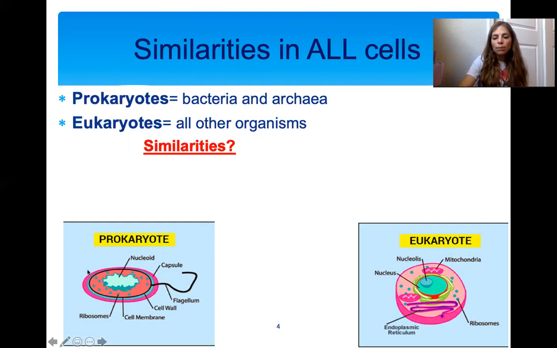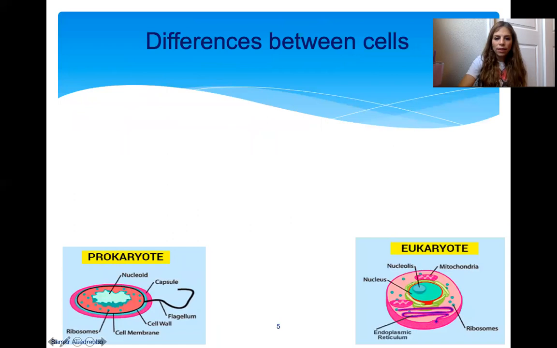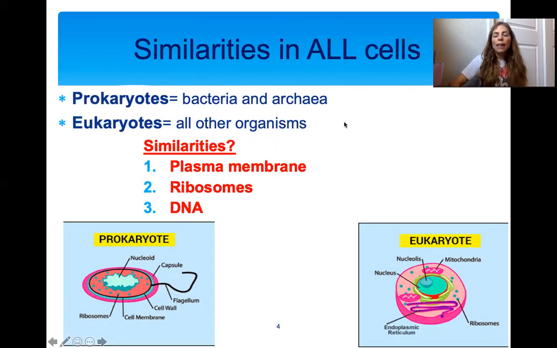The similarities between all cell types, or both of these cell types, are that all cells have a plasma membrane. Let me go back. Okay, a plasma membrane. So a plasma membrane and a cell membrane mean the same thing. Sometimes you'll see people use both words. It means the same thing. When someone says cell membrane, plasma membrane, it's just the outside lining of the cell.